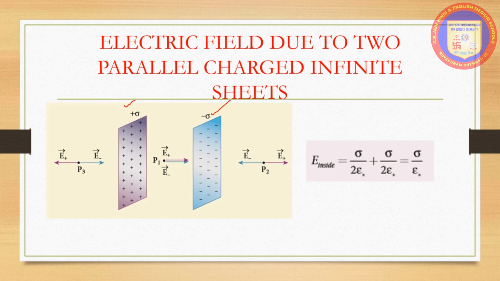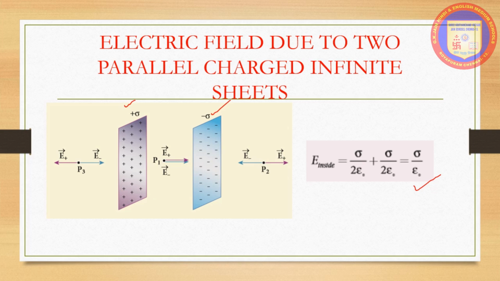Between the plates the electric fields are in the same direction, and the total electric field E inside is equal to sigma by 2 epsilon naught plus sigma by 2 epsilon naught, which is equal to sigma by epsilon naught. The direction of the electric field inside the plates is from the positively charged plate to the negatively charged plate, and it is uniform everywhere inside the plates.